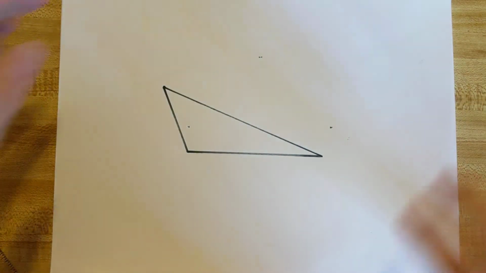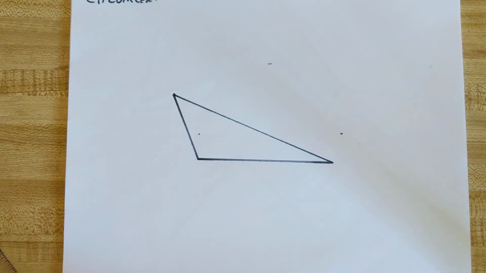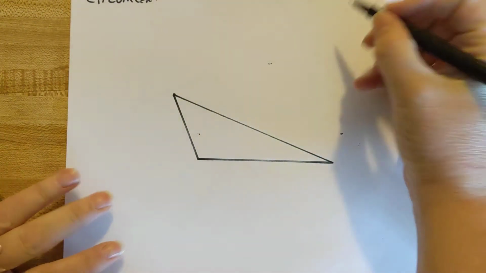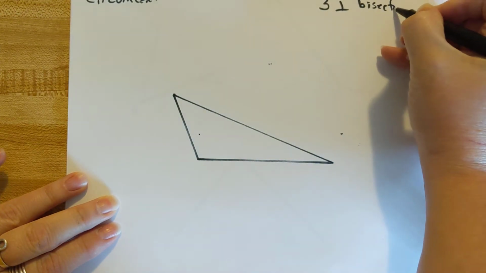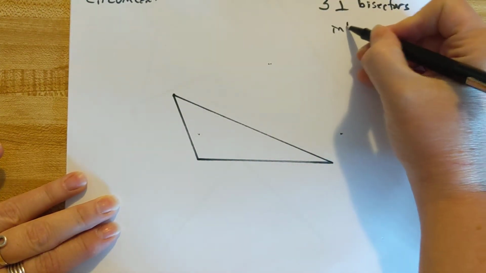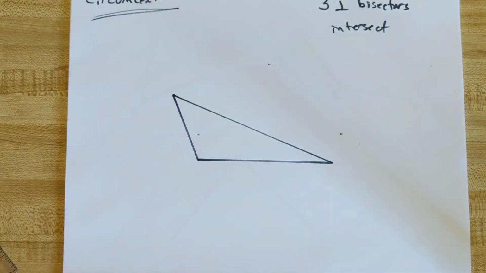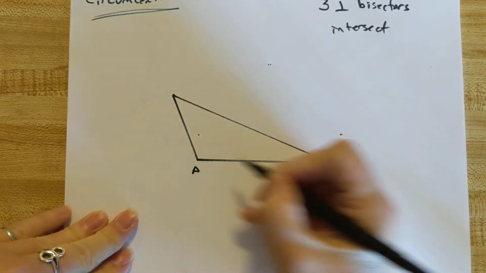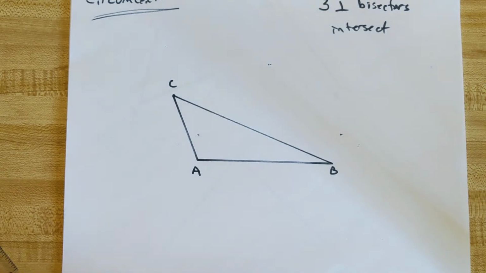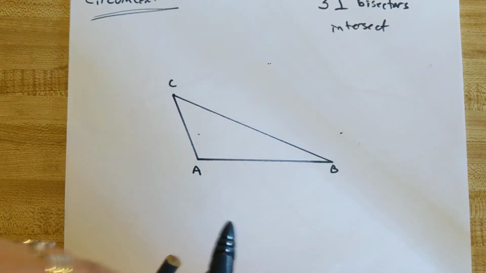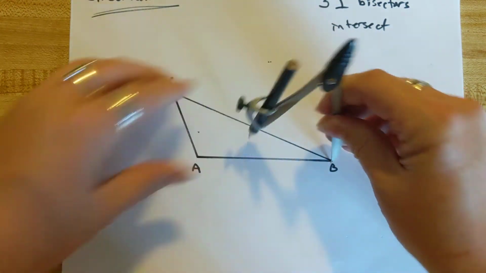Okay, circumcenter. This was actually one of the big questions. A circumcenter is a point where the three perpendicular bisectors, where those intersect, that point is called the circumcenter. So let's put some letters here to make it easy to talk about. Segment AB, perpendicular bisector. I need this set for obviously more than half.